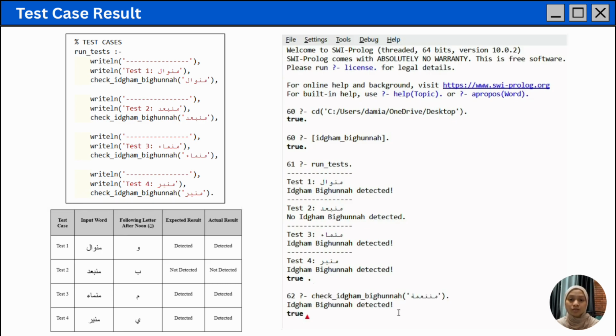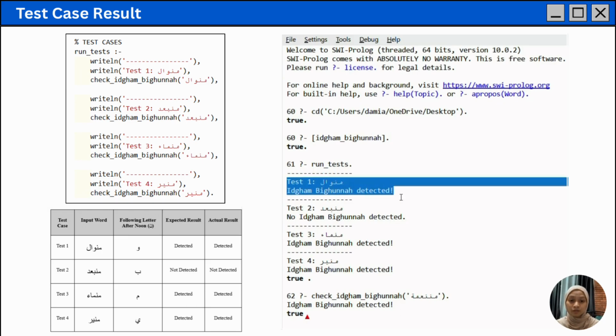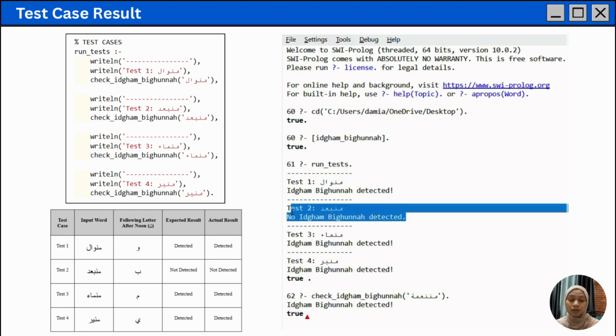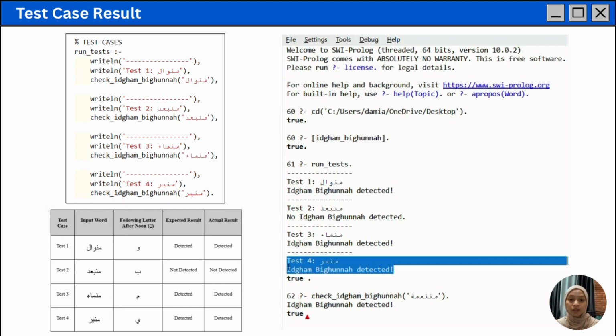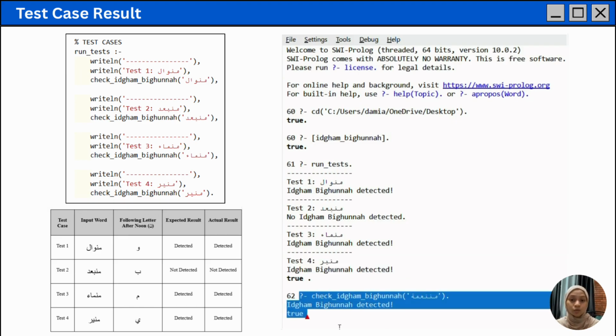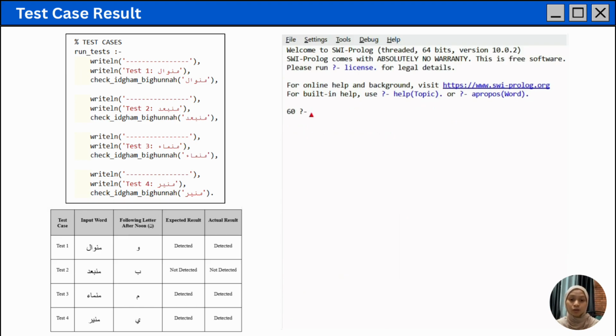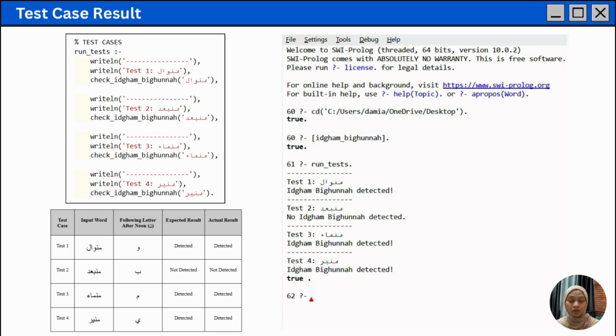The program tests 4 words, and the results show that idgham bighunnah is detected for the first one, not detected for the next one, detected for the next one, and the last one is also detected. This means that nun is followed by an idgham bighunnah letter, which is ya, waw, mim, or nun. This proves that the DFA correctly identifies valid and invalid cases based on the rule. That's how the system works for both automated and manual testing.